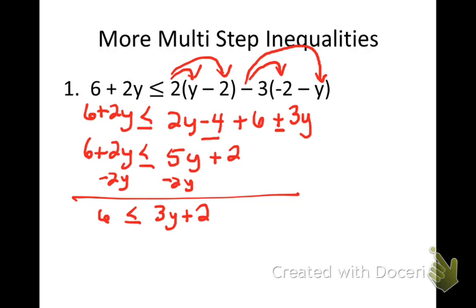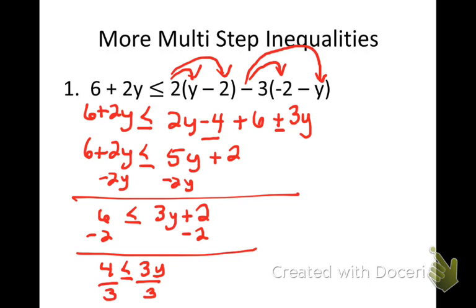Since I did bring my y's to the right, I need to get rid of the 2 because I'm trying to get my y by itself. It gives me 4 is less than or equal to 3y. So I would divide by 3, and I do get a fraction. Just leave it a fraction. 4/3 is less than or equal to y, which means y is greater than or equal to 4/3. So that would be my answer.